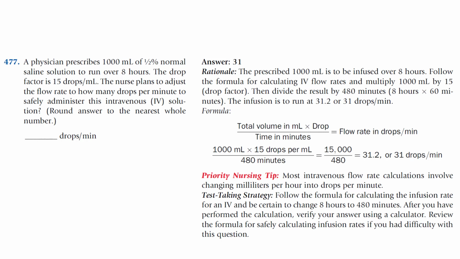Rationale. The prescribed 1000 milliliters is to be infused over 8 hours. Follow the formula for calculating flow rates and multiply 1000 milliliters by 15. Then divide the result by 480 minutes. The infusion is to run at 31.2 or 31 drops per minute. Formula given below.